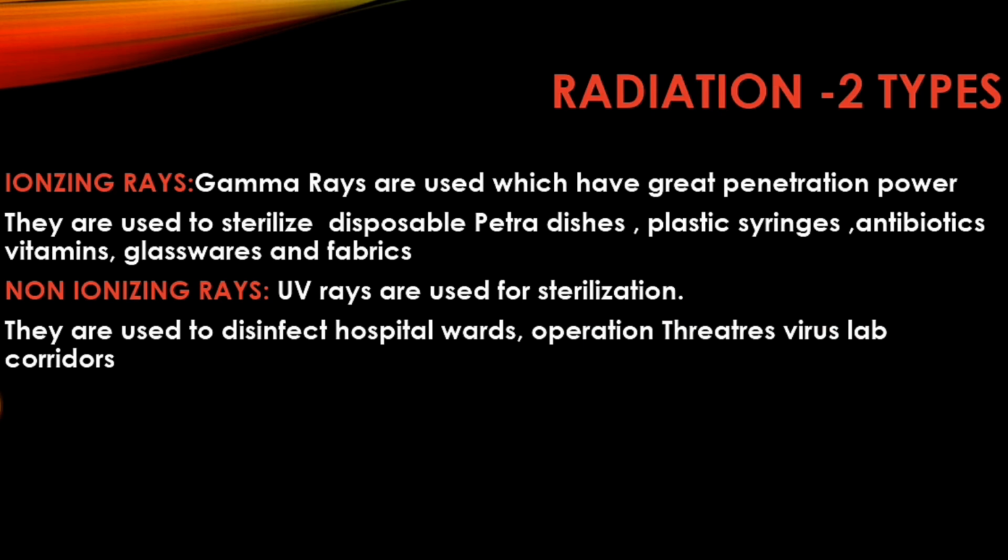And the next one is the radiation. This is another type of physical technique of sterilization. We have two types of radiation: one is ionizing radiation and the other is non-ionizing radiation. In ionizing radiation, gamma rays are used, and these gamma rays have great penetration power. So they are used to sterilize disposable dishes, plastic syringes, antibiotics, vitamins, glasswares and fabrics.